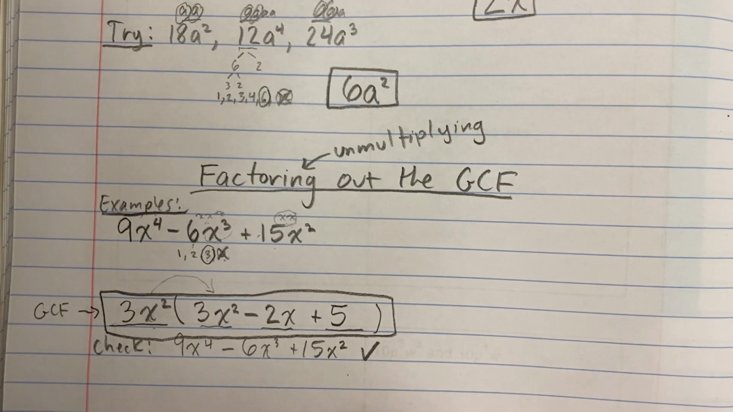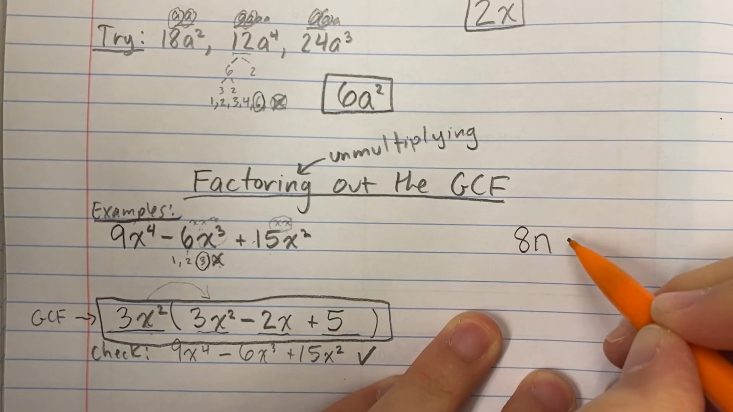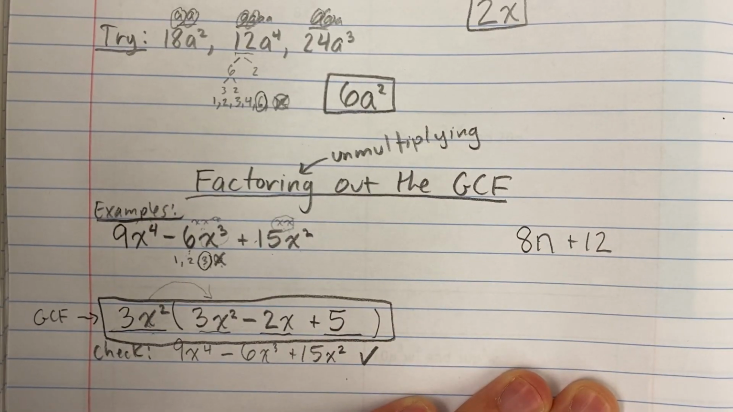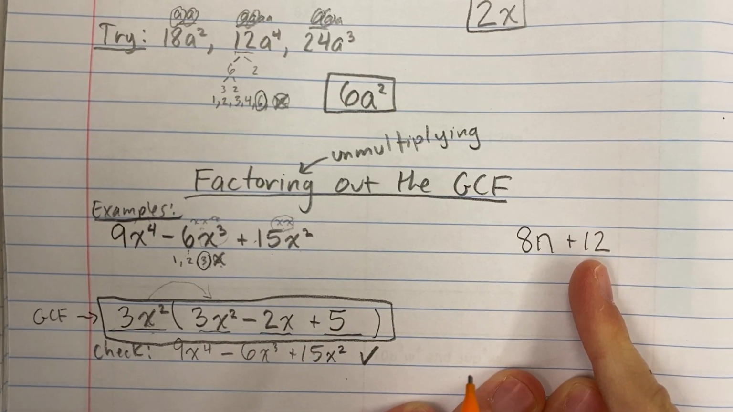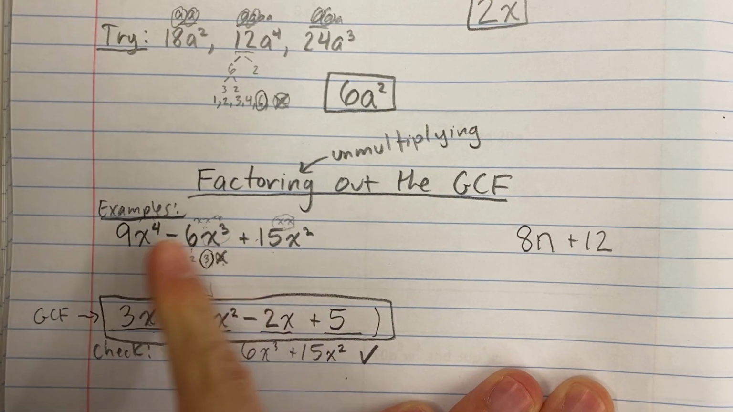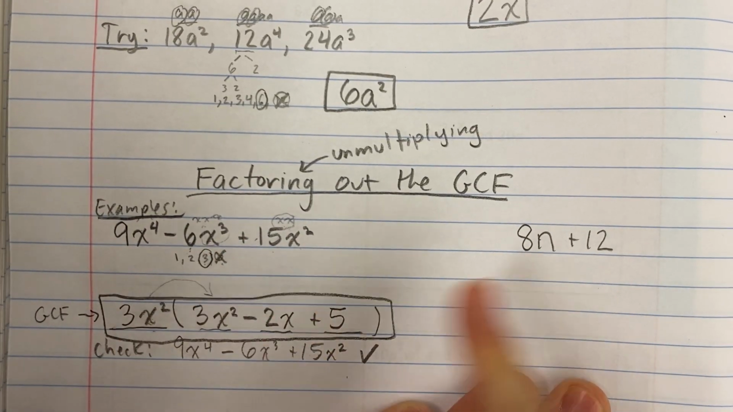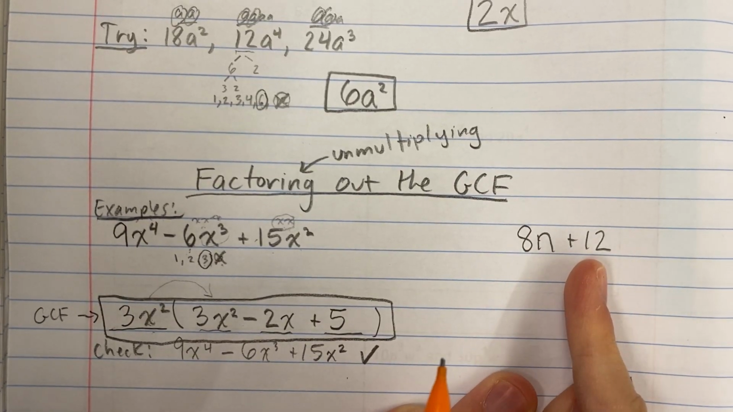Okay? I'm going to do another one. This one's shorter, but it still has a GCF. I'm going to factor out the GCF. The first thing I observe right away is that this term has a variable and this term doesn't. So the GCF is not going to have a variable. Here, all the terms had an x, in fact two x's, so my GCF had x's in it. Here, that's not the case. So my GCF is just going to be a number because there's no variables here.